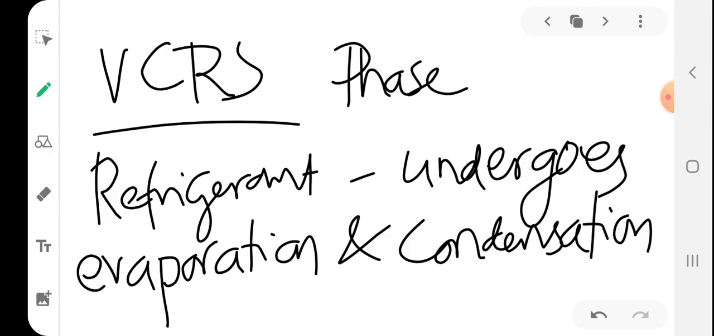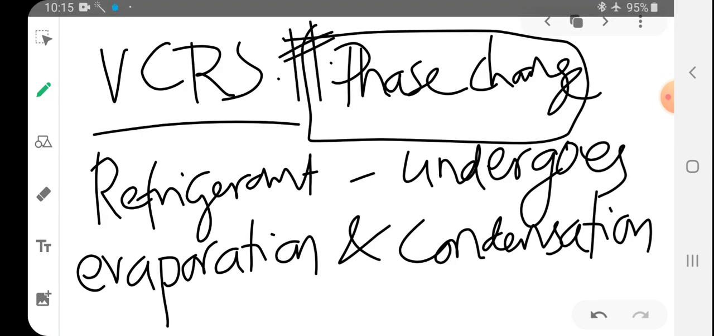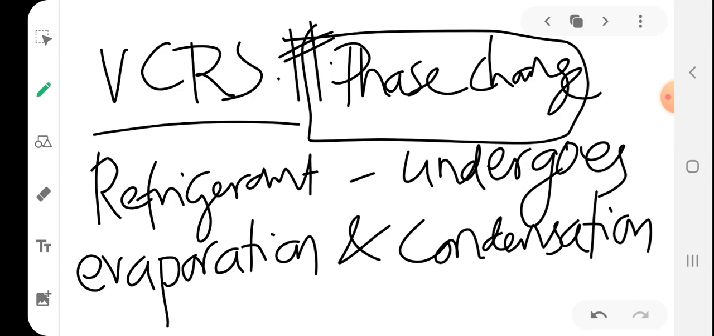Evaporation means the change from liquid state to vapor state. Condensation means the change back from vapor state to liquid phase. So phase change is taking place, and that is very important. During evaporation, the refrigerant absorbs heat from the cold body or the body to be refrigerated. This heat is used as its latent heat for converting it from liquid to vapor. In the condenser, it rejects heat to the external body or atmosphere by rejecting its latent heat, thus creating a cooling effect. I will explain more elaborately in coming sessions.